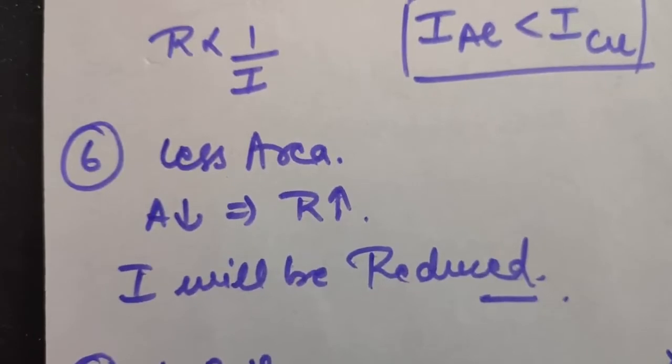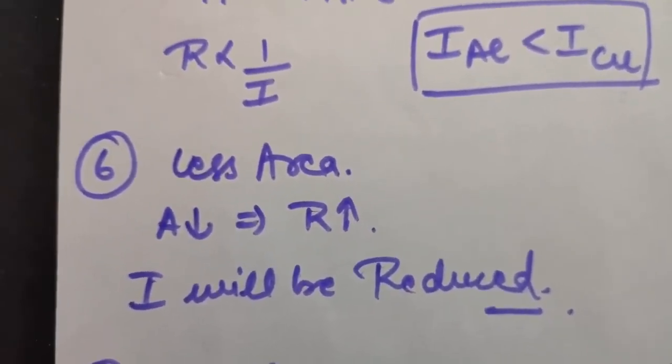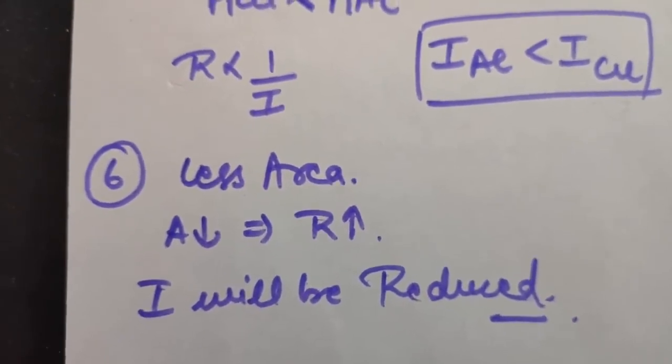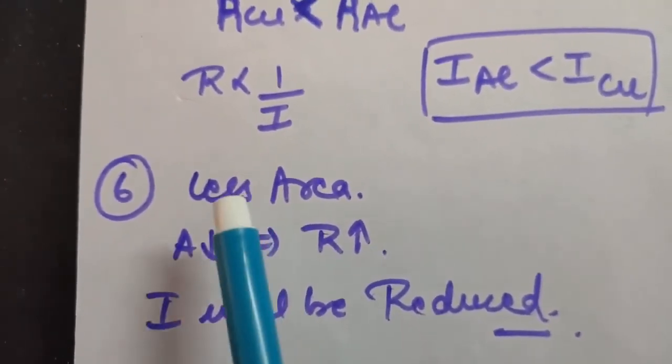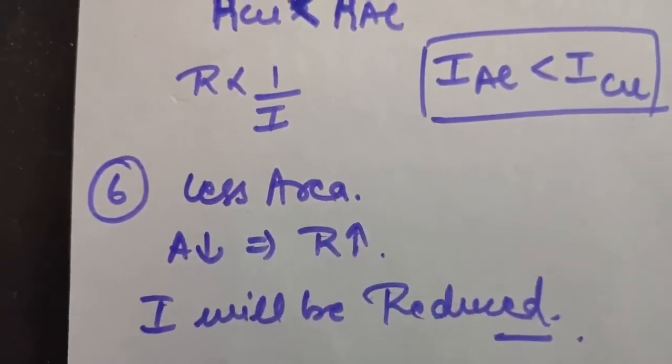Okay, so next is how we can reduce eddy currents in a metallic core. We can reduce eddy currents by using a material which has less area. Because see, if a material will have less area, its resistance will be high and therefore the current will be reduced.